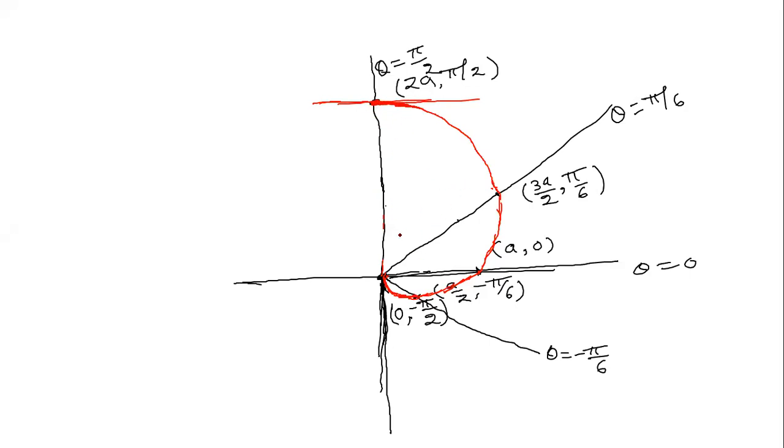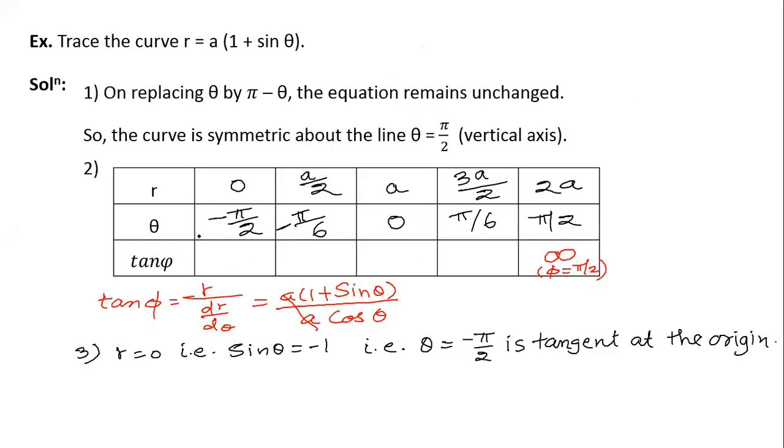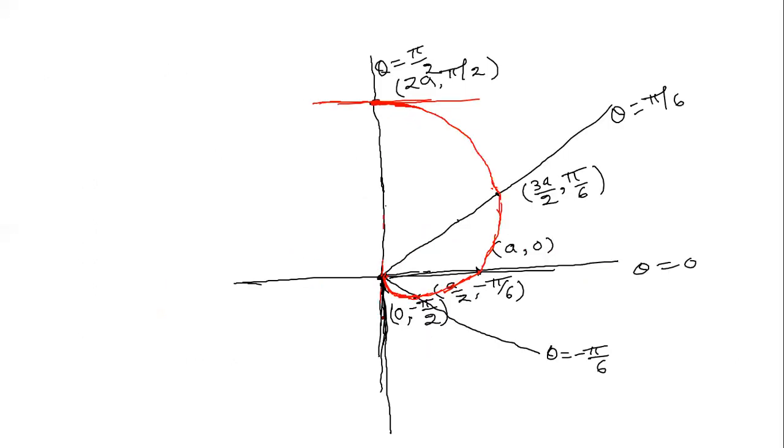So we have completed this. And one more thing I would like to say here also, if you find tan of phi in case of theta equal to minus pi by 2 and r equal to 0, that will be coming as 0. So tan phi equal to 0 means phi is also equal to 0. That means that the angle between the radius vector theta equal to minus pi by 2 and tangent at the pole, origin, is 0 degrees. Means theta equal to minus pi by 2 itself is the tangent at the origin. Okay. So this is half of the part.